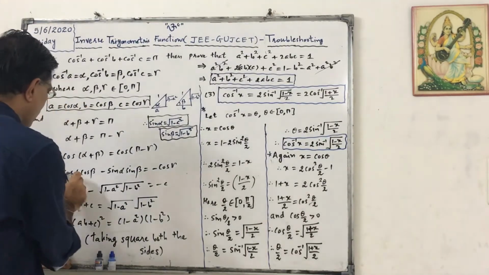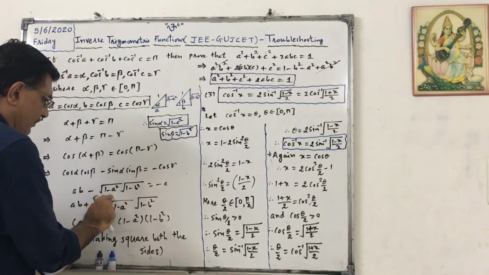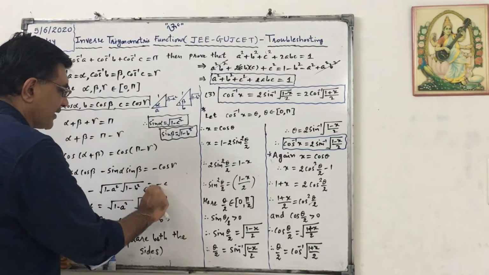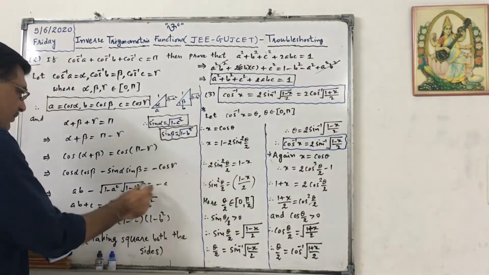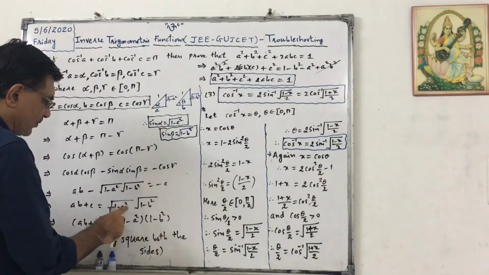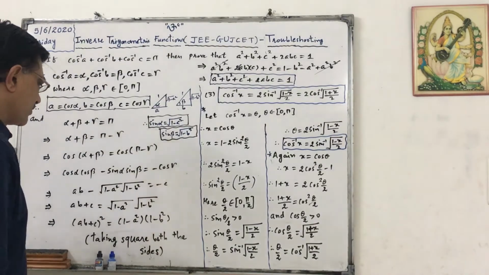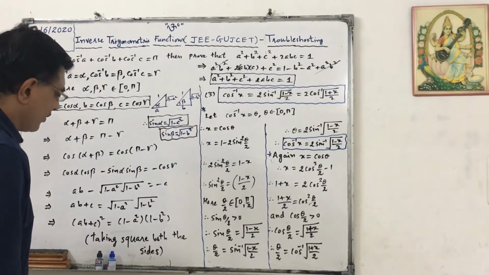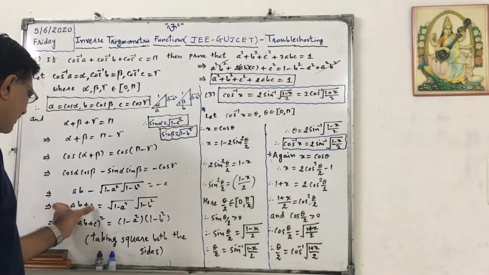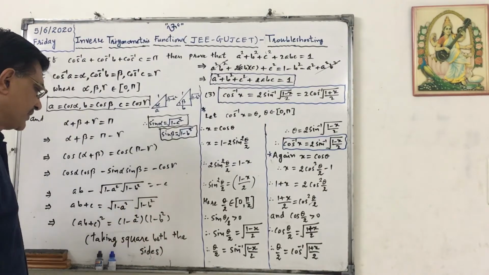Okay, so cos alpha is A, cos beta is B, sin alpha is square root of 1 minus A square, sin beta is square root of 1 minus B square, and minus cos gamma is C. So taking minus C here, AB plus C equals square root of 1 minus A square into square root of 1 minus B square. Taking square on both sides, AB plus C whole square equals the square of this, which is 1 minus A square, and the square of this, which is 1 minus B square.